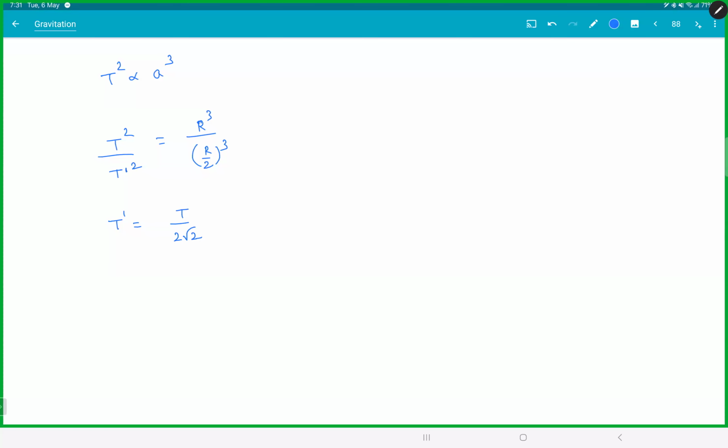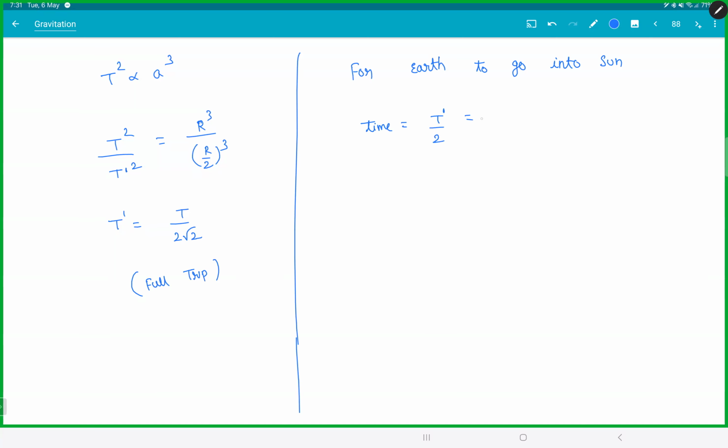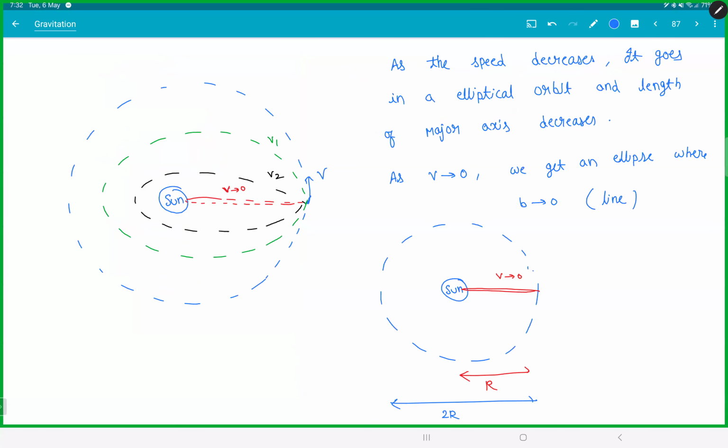Now remember, this is the total time taken for the whole thing. This is for the full trip. But once you go into the sun, you're not going to come back. So for Earth to go into the sun, we need half of this. That will be T by 4 root 2, and this comes to approximately 65 days. No calculus, nothing. You can also try this with integration, but this is much better and faster.